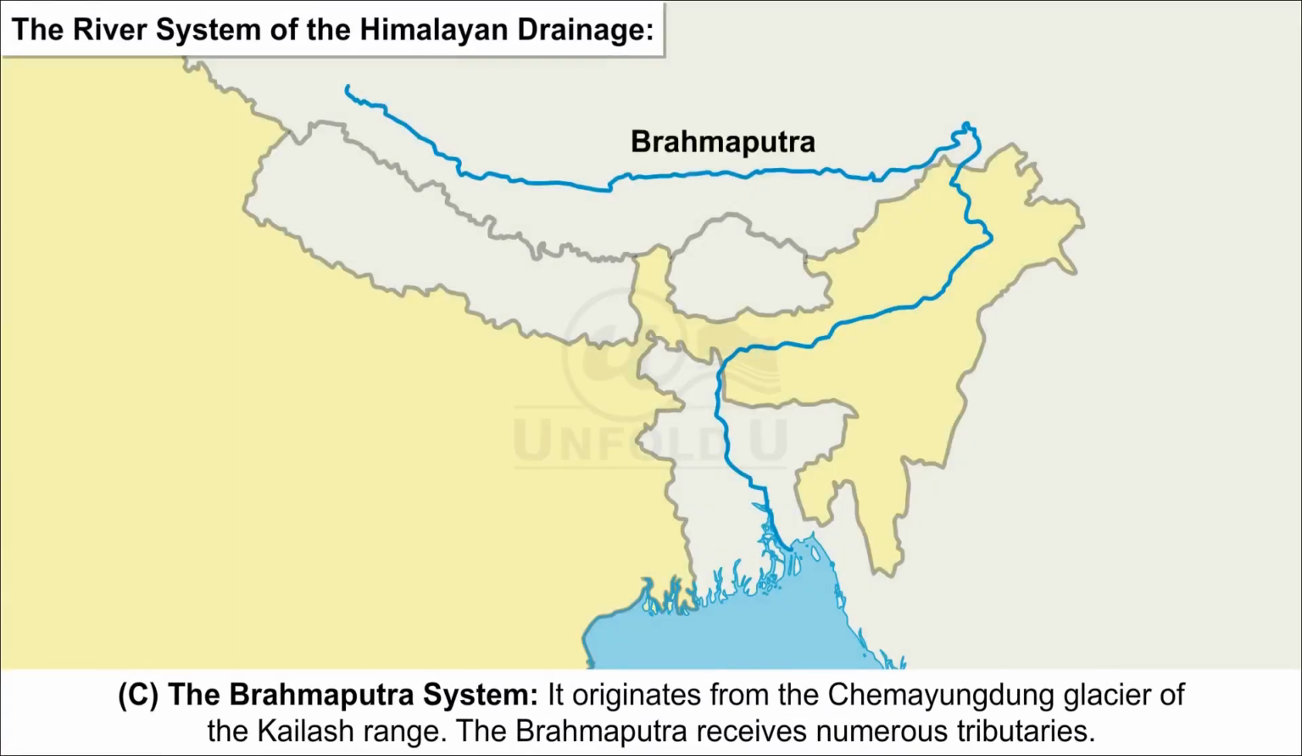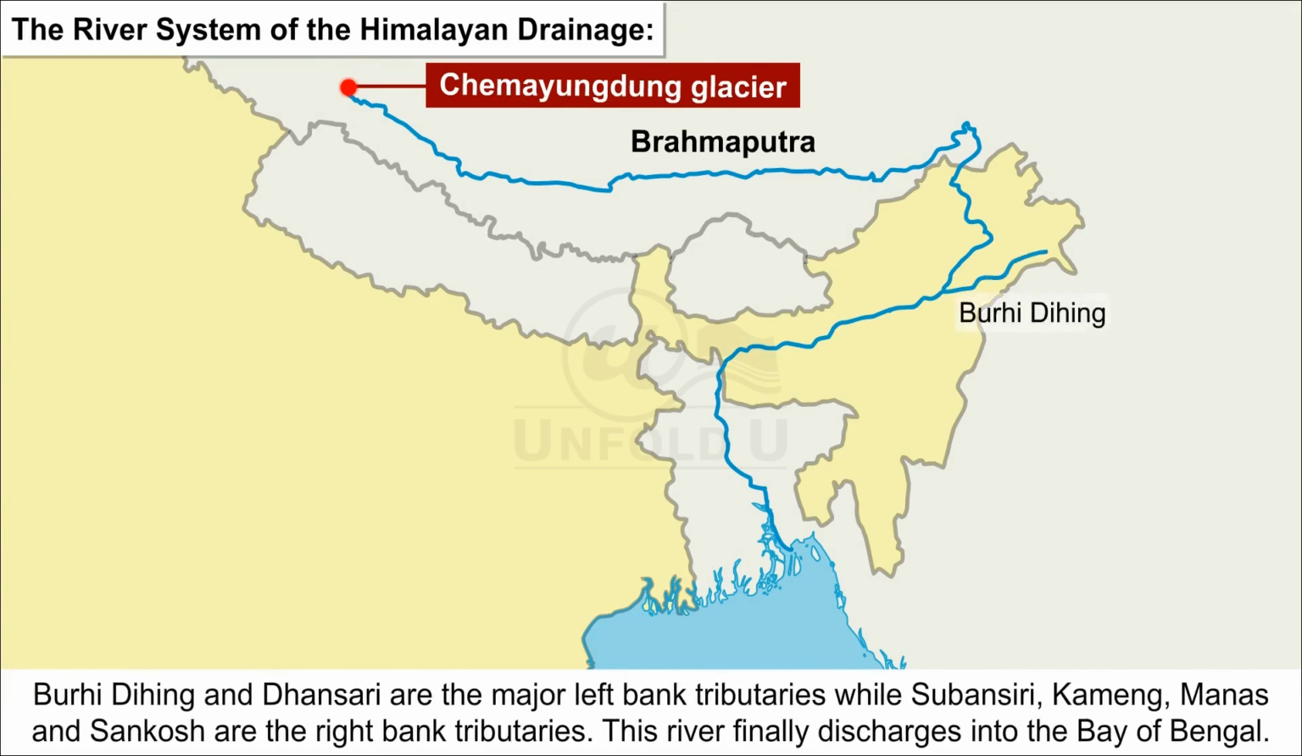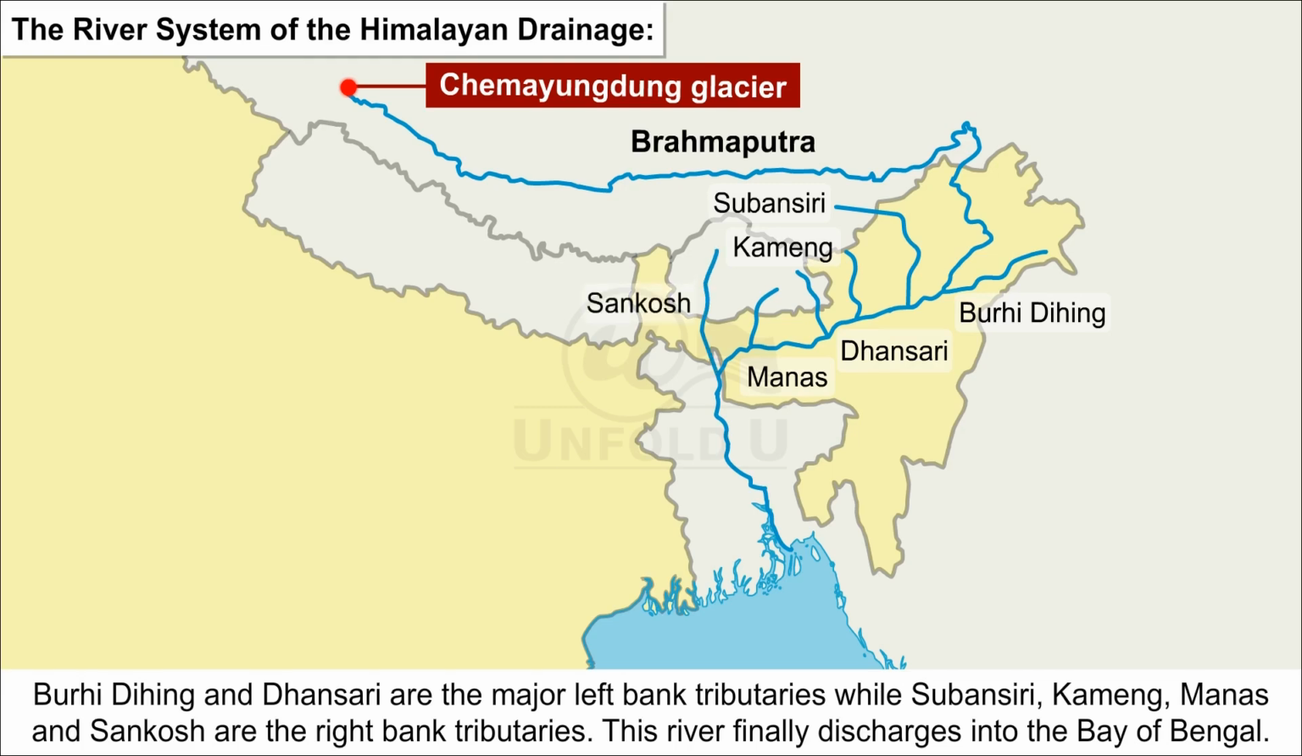C. The Brahmaputra system. It originates from the Chemayungdung Glacier of the Kailash range. The Brahmaputra receives numerous tributaries. Dibang, Dihing and Dhansari are the major left bank tributaries, while Subansiri, Kameng, Manas, and Sankosh are the right bank tributaries. This river finally discharges into the Bay of Bengal.